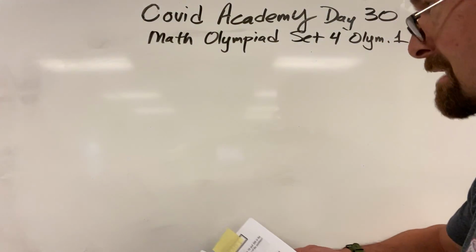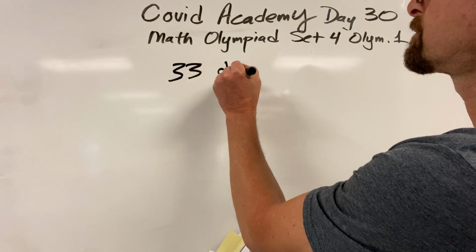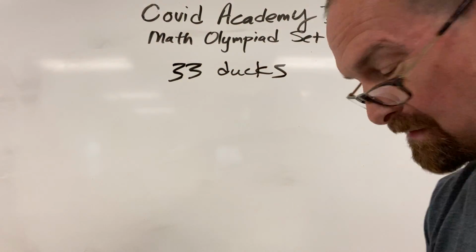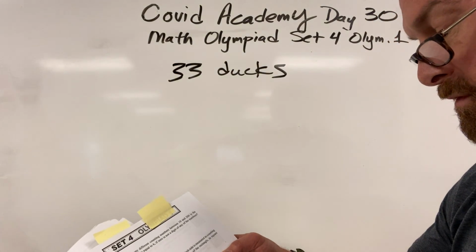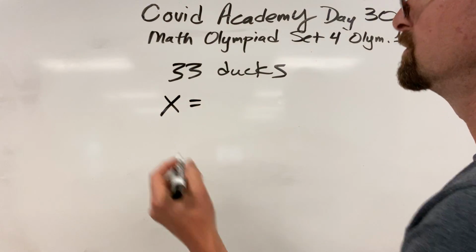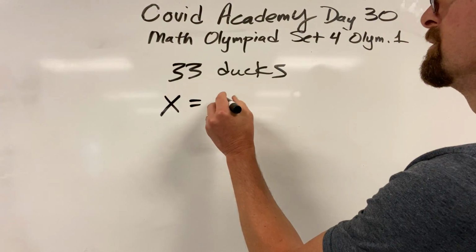We know that Donald's got 33 ducks. Okay. I'm going to use algebra to solve this one, so you can check it out. So, he has 2 more normal ducks. Okay, we're just going to say that X is equal to the normal ducks. That's the number of normal ducks.